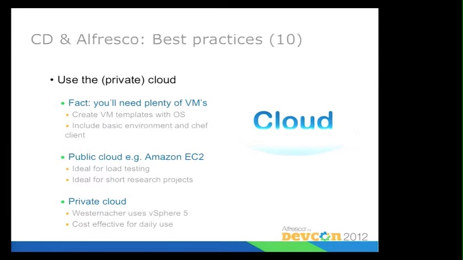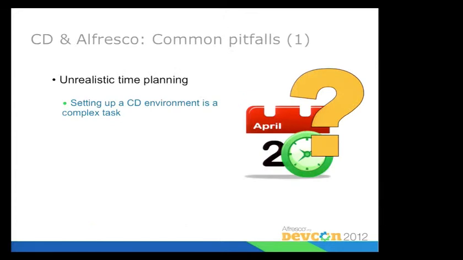Right, these are the best practices. I have many more, but we're limited in time, so I'll move to some of the pitfalls that we actually ran into ourselves. Unrealistic time planning is something that is probably well known to all software developers. But setting up a continuous delivery environment is not something you do every day. So you might not be able to estimate how much time it will take.